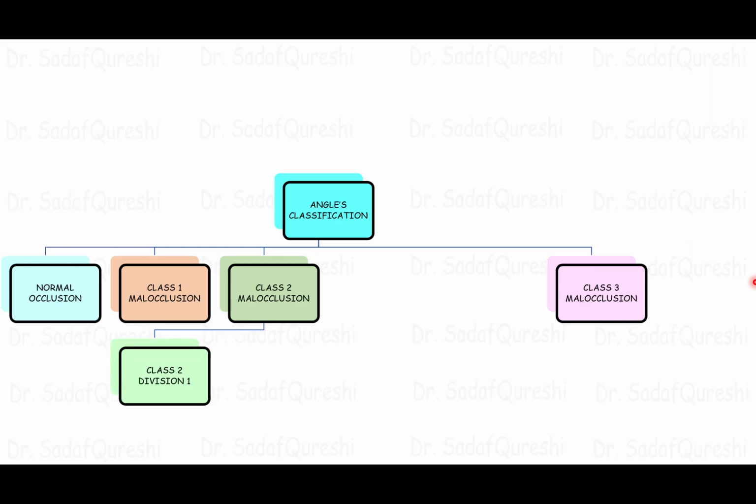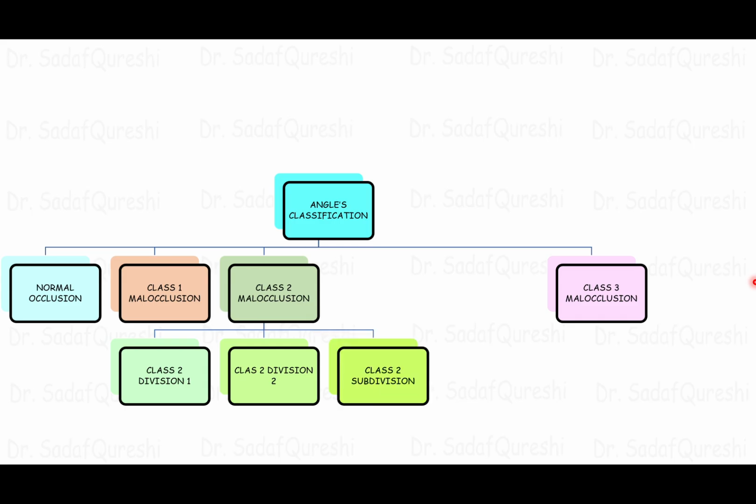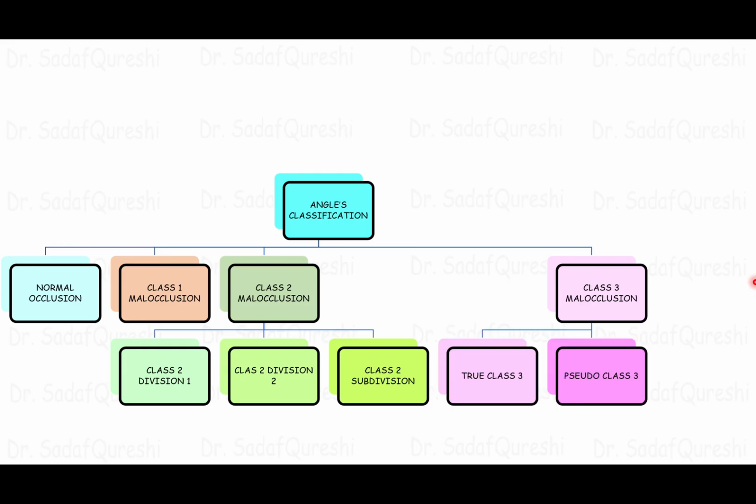Class 2 malocclusion is further subdivided into class 2 division 1 malocclusion, class 2 division 2 malocclusion, and class 2 subdivision. Similarly, class 3 malocclusion is further divided into true class 3 malocclusion, pseudo class 3 malocclusion, and class 3 subdivision. We will talk about each classification and why they are classified in this way.